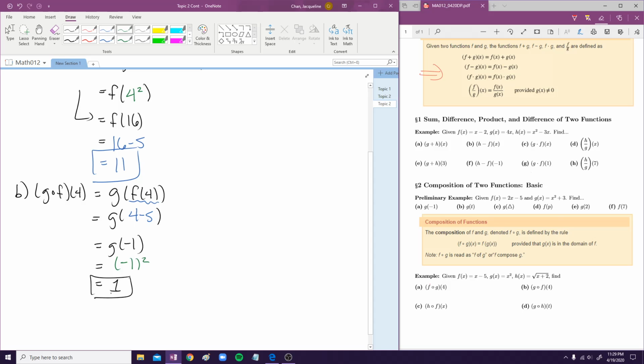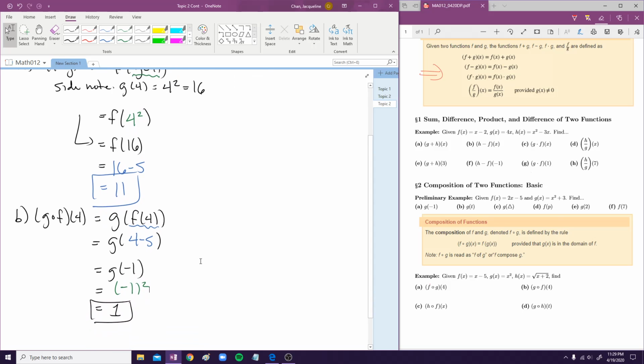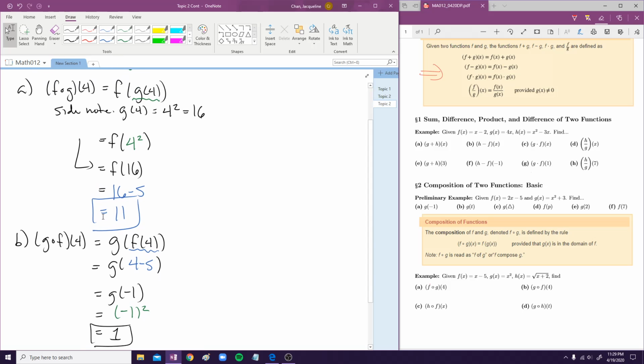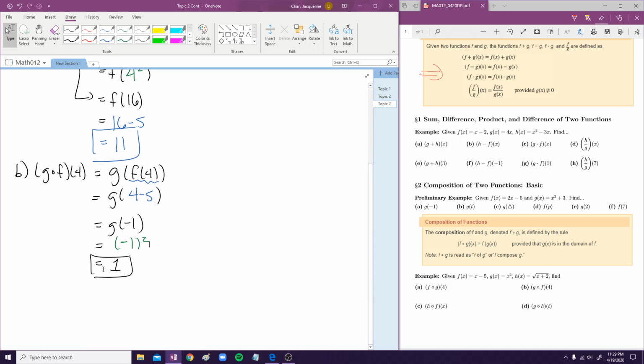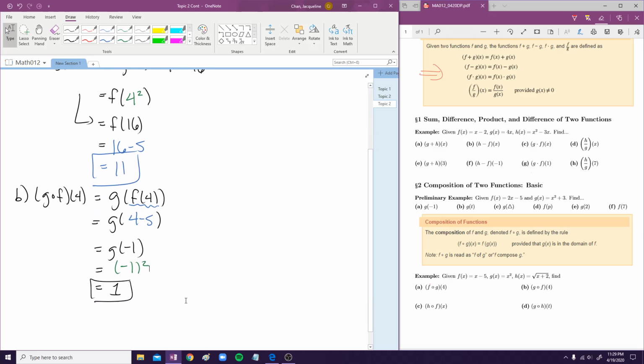Right. So what is the biggest takeaway from A and B? Notice, we have f of g of 4 is equal to 11, g of f of 4 is equal to 1. So that means the composition of functions is not commutative, right? So I can't just interchange. If I was asked to give me f of g of 3, you cannot do g of f of 3.